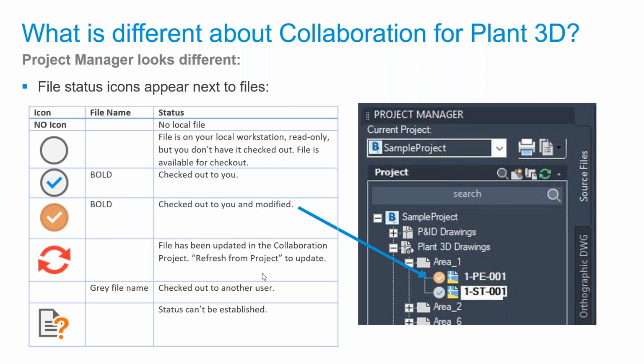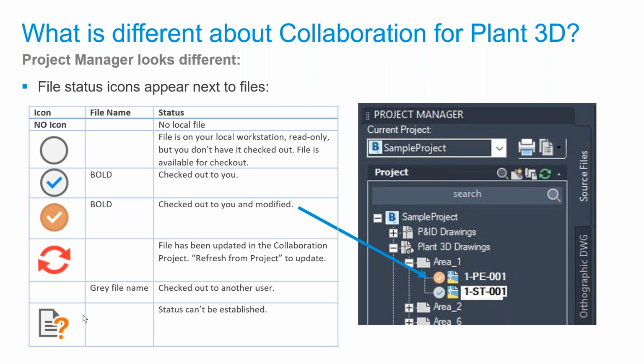And then if you've got a file that's been updated in the project, but you haven't refreshed it down yet, you'll see the little arrows indicating that you need to do a refresh from project and get the latest one pulled down. And then if it's checked out by somebody else, it'll be grayed out. And I believe there's a little padlock symbol. You can also click on the file name and look down in the details below. It'll tell you who has that checked out in case you need to contact them to have them close it out or something like that.